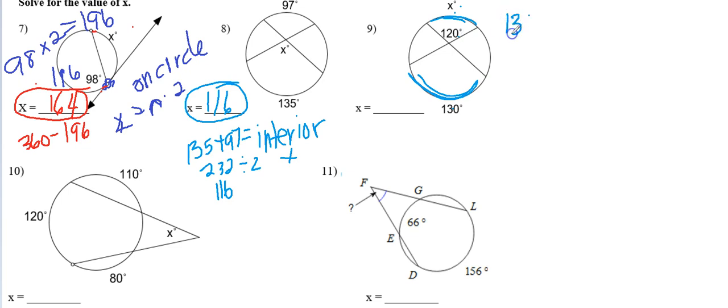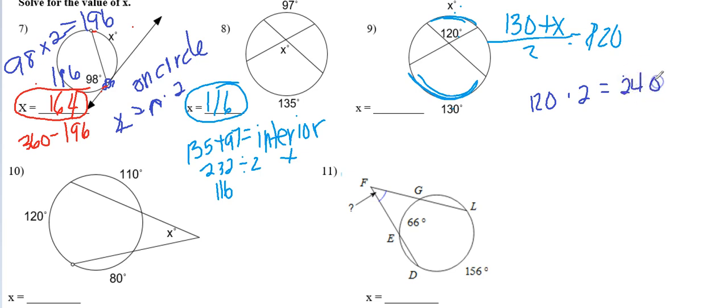So the official way is 130 plus x, dividing by 2, gives us 120. Okay? And then you can do it. I taught you in my class just to do the opposite. You take the angle, multiply it by 2, because the opposite of dividing is multiplying, which is 240.